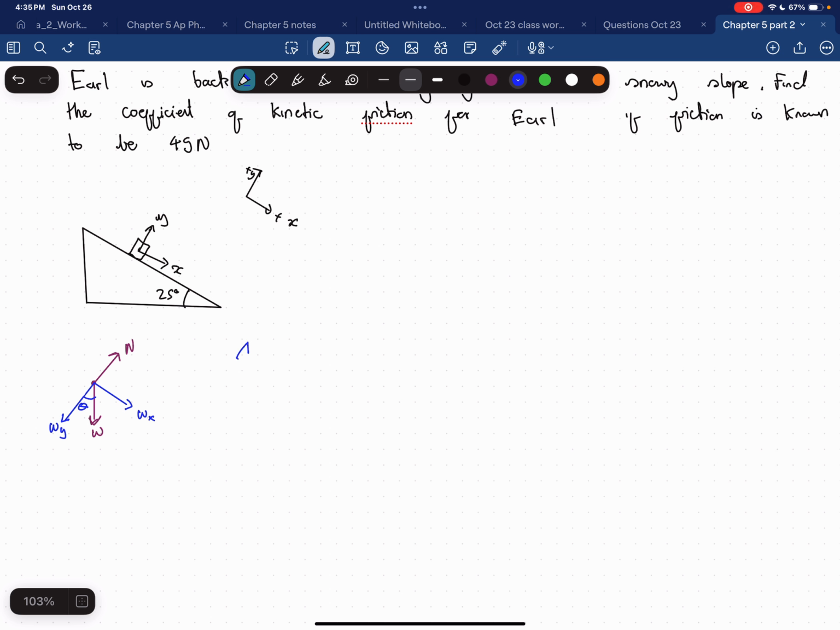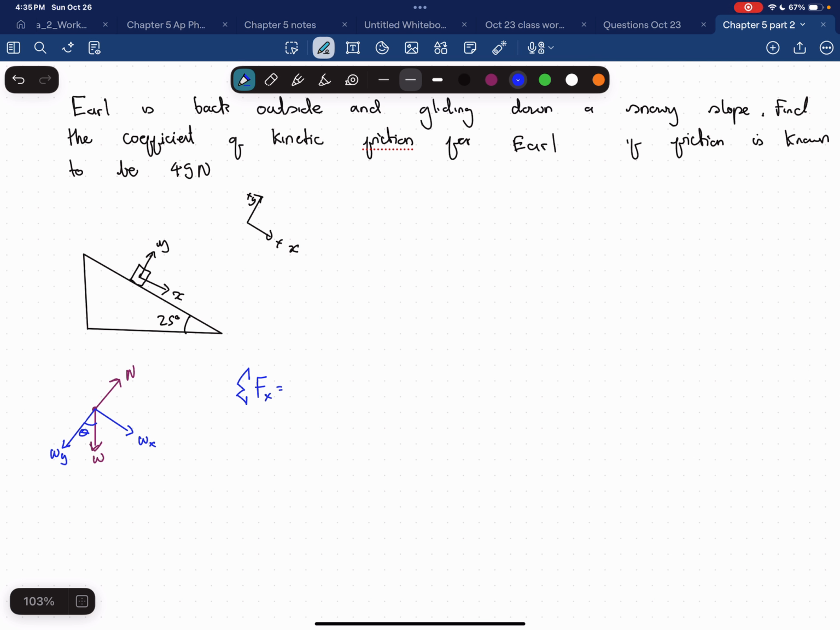So the forces in the x direction, we have, in vector form, weight x in the positive direction. All right. Oop, I forgot my friction. I got friction over there. Kinetic friction, so F sub k. So in the negative direction, I have my kinetic friction. All right. And those are in vector form, of course.